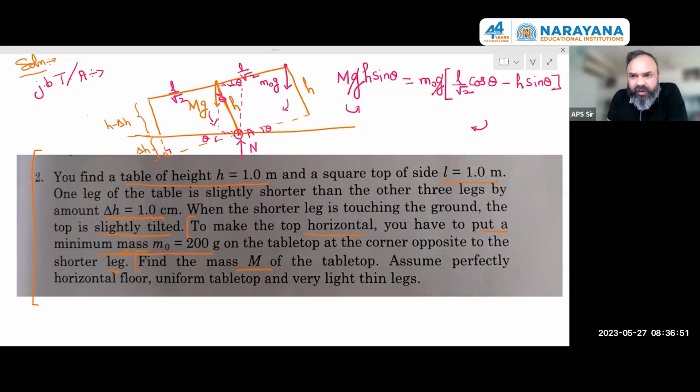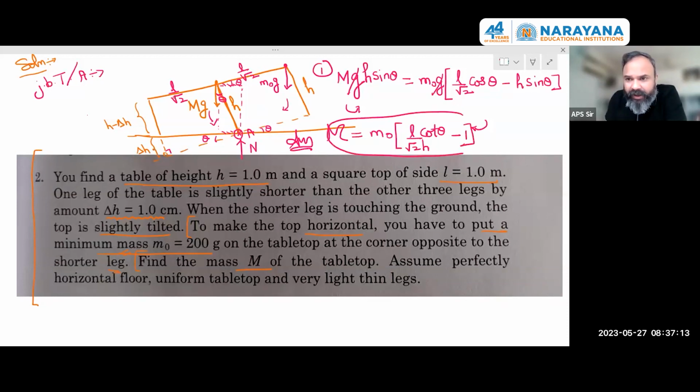Now things seem simple. If you write this equation, the answer to the question which is required was M. So I should say M is equal to m0. Now just divide these parameters. It is L by root 2 h cot theta minus h sine by sine theta.